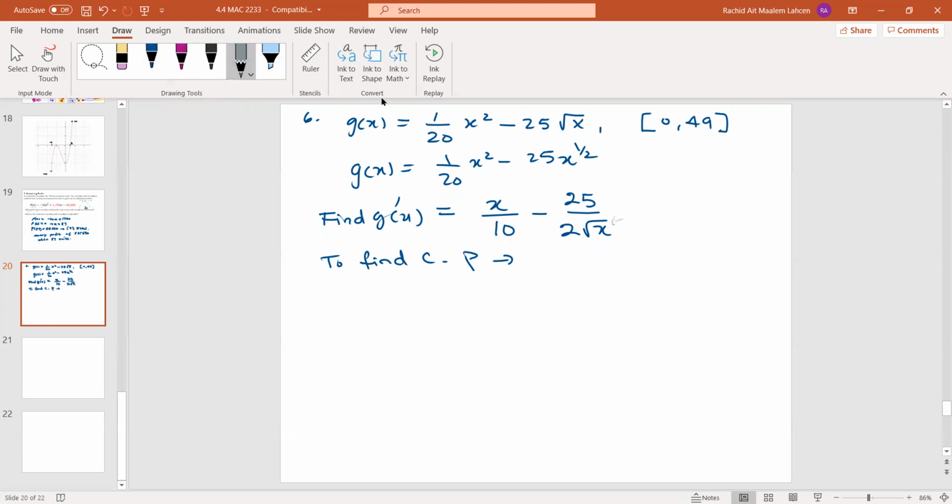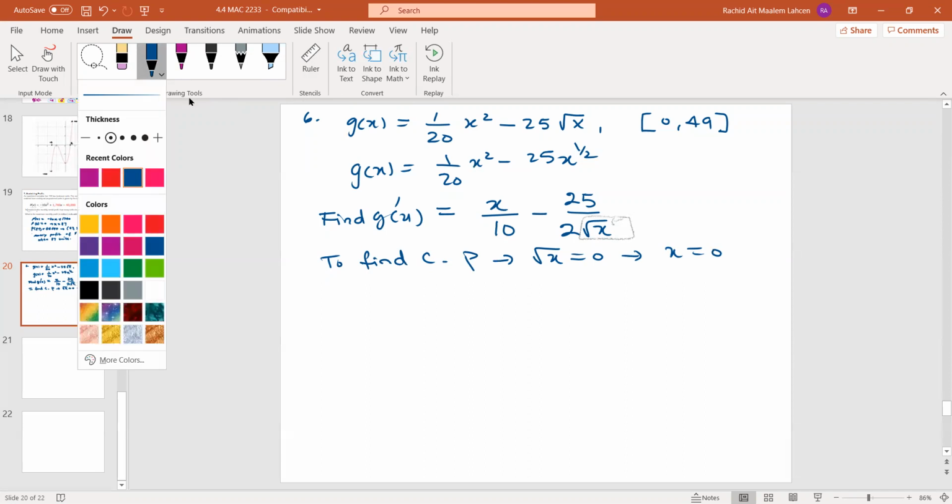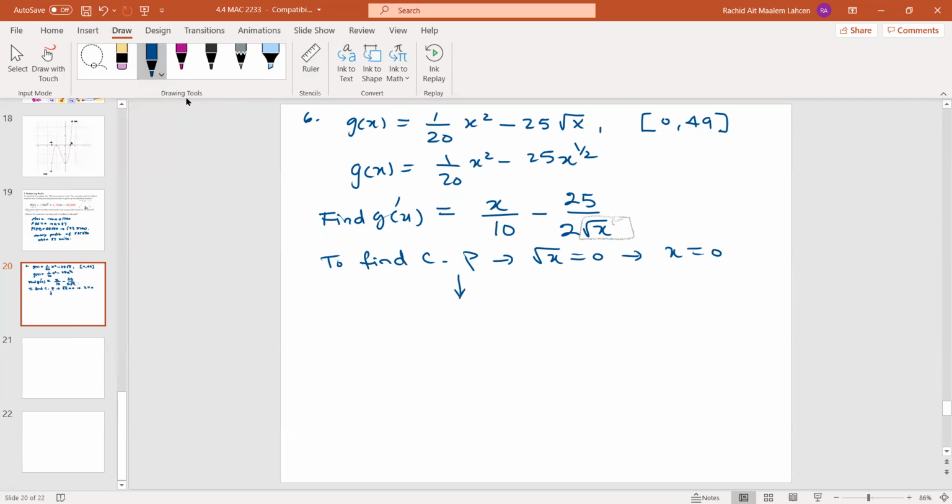You see here, there is square root of x that makes it discontinuous. So square root of x, when it's 0, it makes it discontinuous or undefined. So x equals 0, that's 1. And also, we need to set the function to 0, because that's the definition of a critical point, what makes it discontinuous or equal to 0.